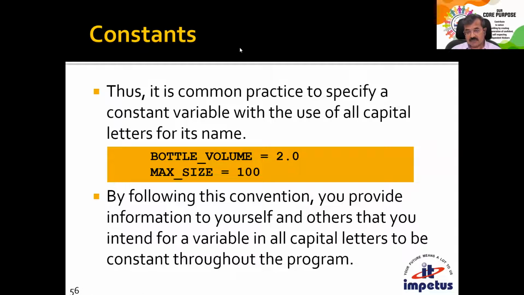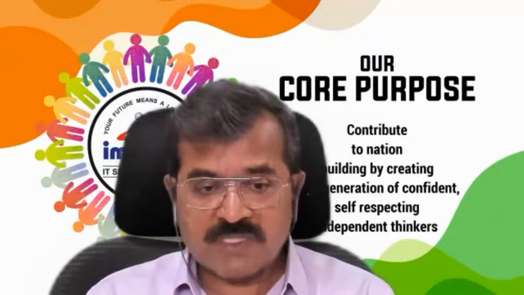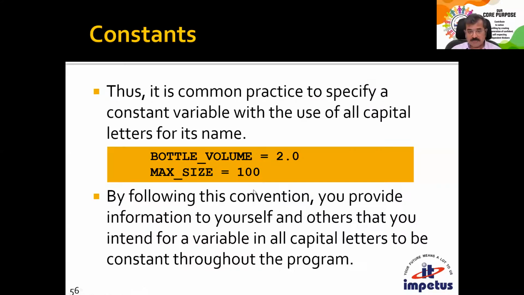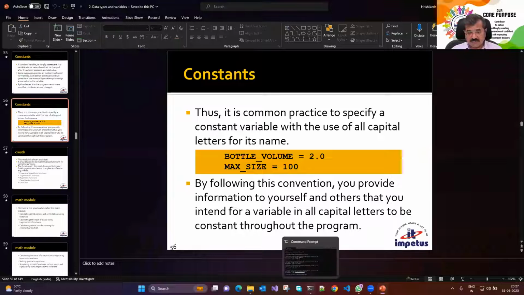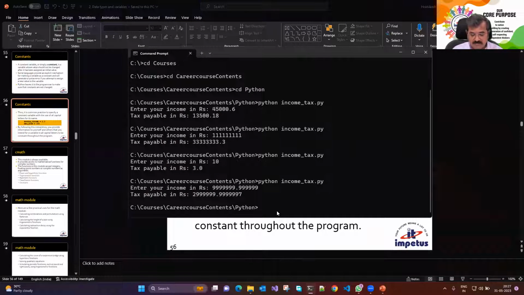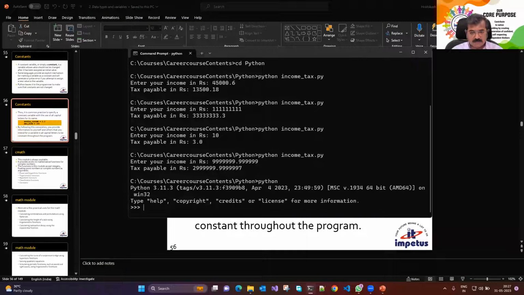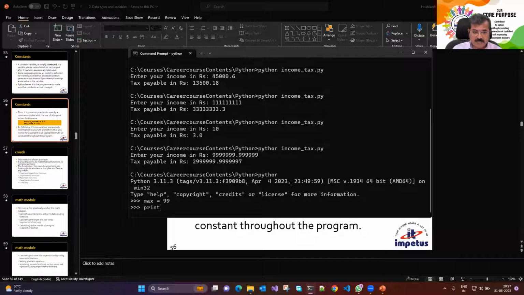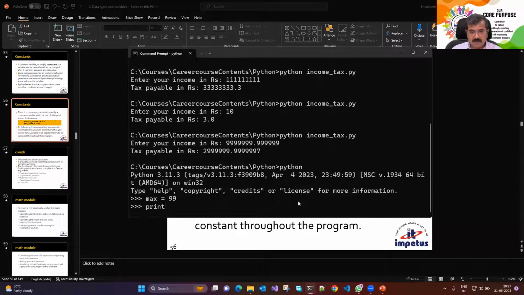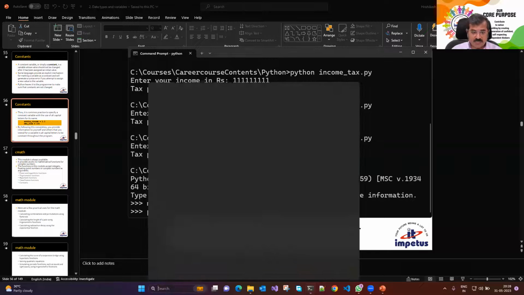Let's check that out. So what I'm going to do is go to the prompt and define constant variables. Let's start with Python. I define one variable called MAX, whose value is 99. And if I say print, let's do it in IDLE. That's more colorful, isn't it?